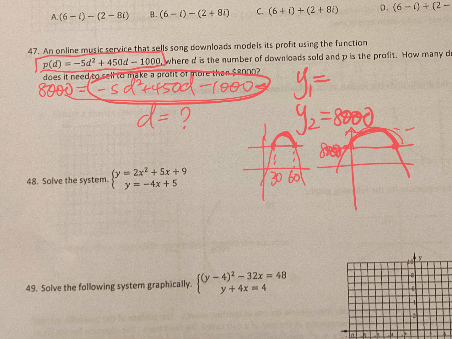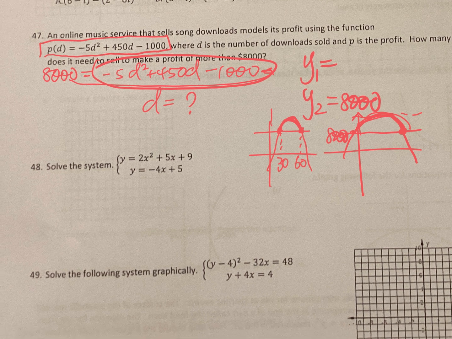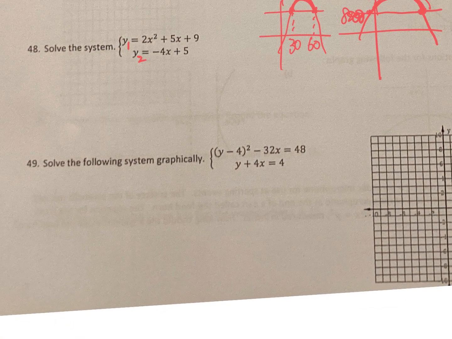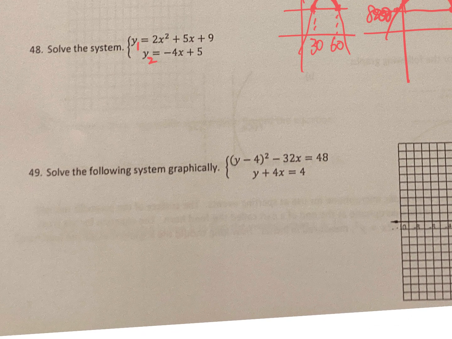Solving systems, question number 48. Same thing, you do this. This is y1, this is y2. Type it in a calculator, and Desmos will make it very easy to solve. Or you could just algebraically set them equal to each other. You all know how to do that. Same thing with 49. With Desmos, it's very easy to solve 48 and 49.